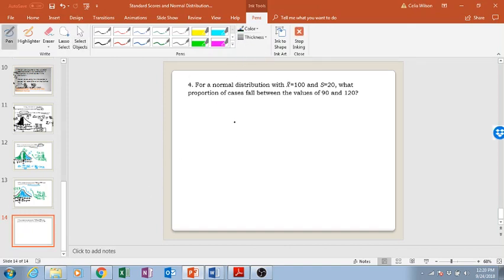Okay, normal distribution, same thing, mean of 100, standard deviation of 20. This time they're asking for something a little bit different though, so we'll work this one out. A mean of 100, standard deviation of 20, with marks at 3, 1, 2, 3. What proportion of cases fall between the values of 90 and 120?